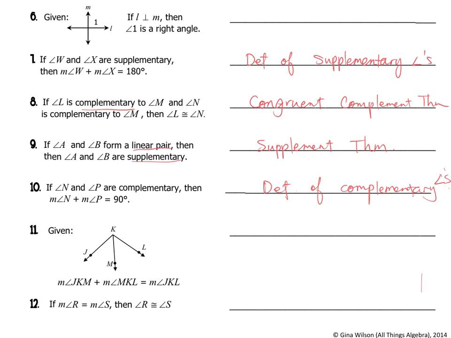Number 11, given this graph here, angle measure JKM, which is right here, plus angle measure MKL, which is here. If I add them up, I would have the whole big angle. So this is the angle addition postulate. And number 12, if the angle measures for R and S are the same, then these angles are congruent. And that's simply the definition of congruence.